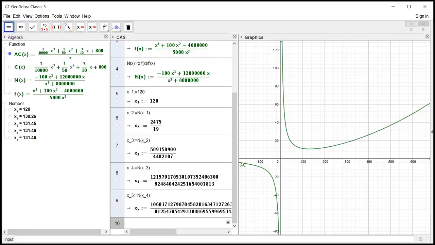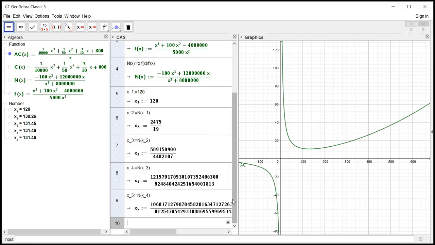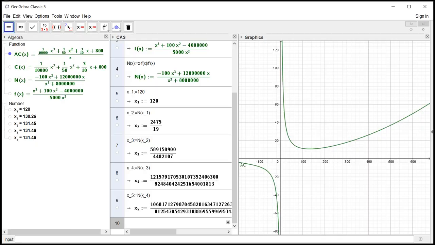So what precision do they want? Round to the nearest integer, so I think we're already there. The nearest integer is 131, since we have 131.45-something. So let's type it in: 131. Check the answer. It came back and it looks like we got this one correctly. That's it. I hope that this was clear.